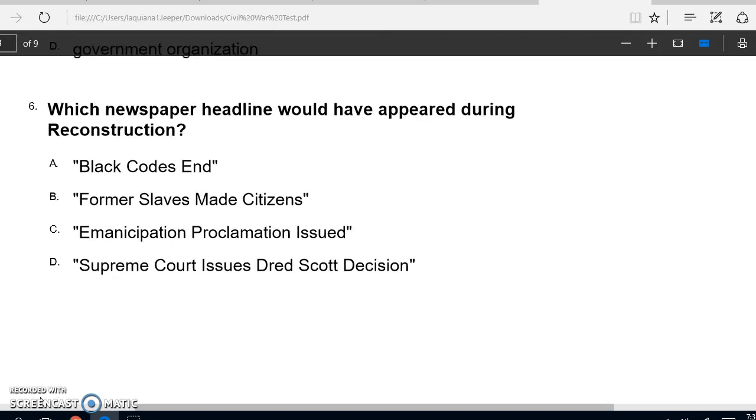Number 6. Which newspaper headline would have appeared during the Reconstruction? A. Black codes end. B. Former slaves made citizens. C. Emancipation Proclamation issued. D. Supreme Court issues Dred Scott decision.